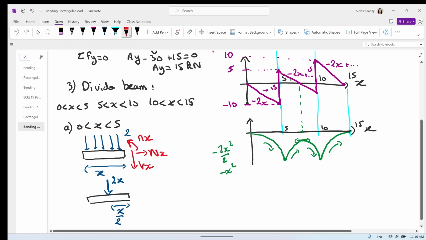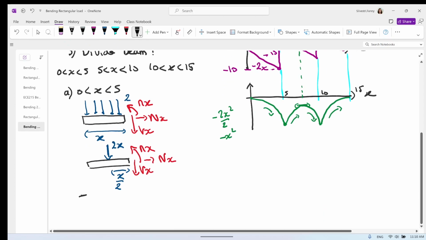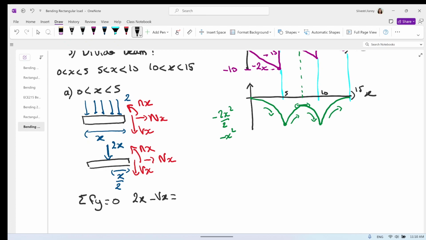And let me redo our unknowns: Vx, Mx, and Nx. So we can now do the equations. Sum of the forces on y equals 0. We get minus 2x minus Vx equals 0. This is V1, okay? And this is about x. It's like a V1 of x, that's a function of x. So V1 of x equals, oh, I'm missing a minus, minus 2x.